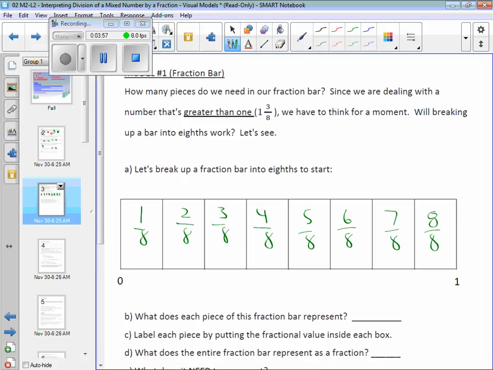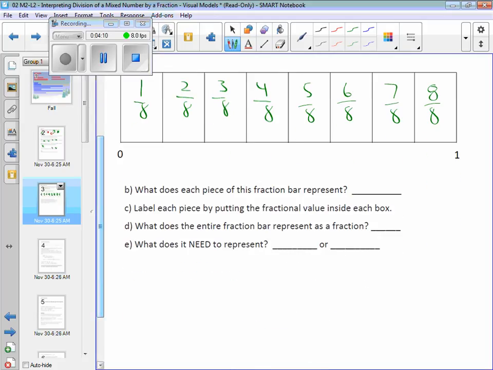So we're going to need to extend this even more. As you'll see, how many boxes will you need? At least 11, as you'll see, you're going to need one more, but you'll need 12. So this just summarizes what we talked about. Each piece is 1/8. The entire fraction bar is 8/8 or 1 whole, and it's not enough. We need 11/8 or 1 3/8.